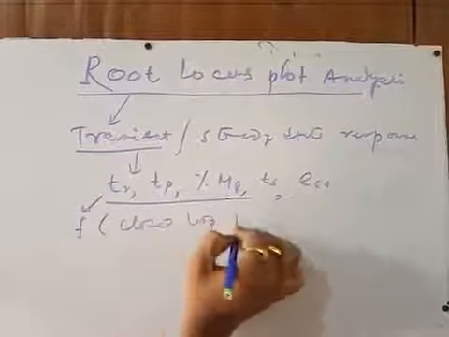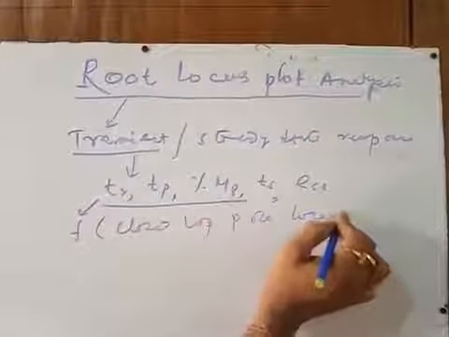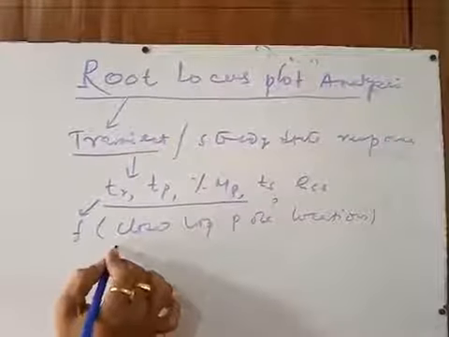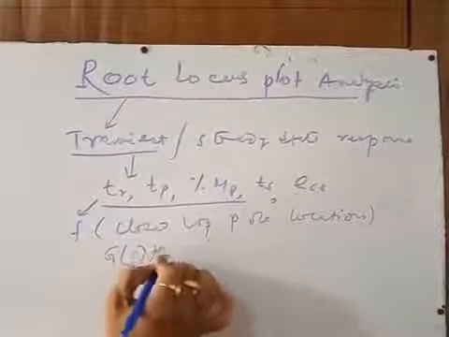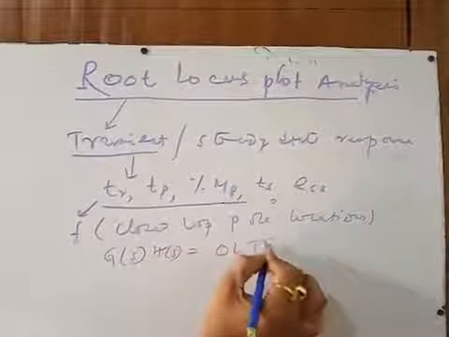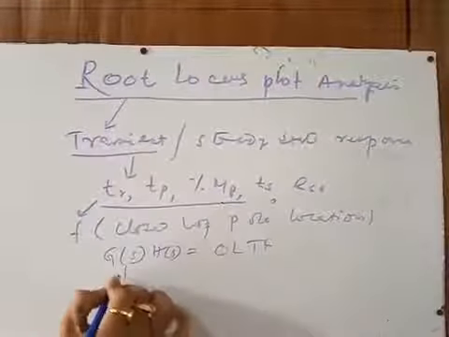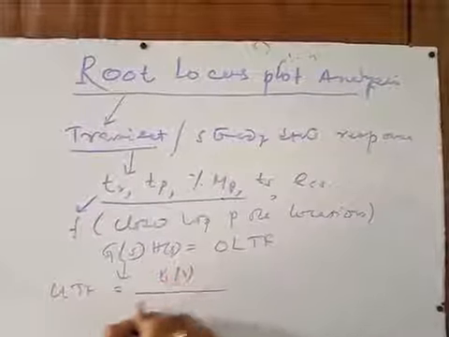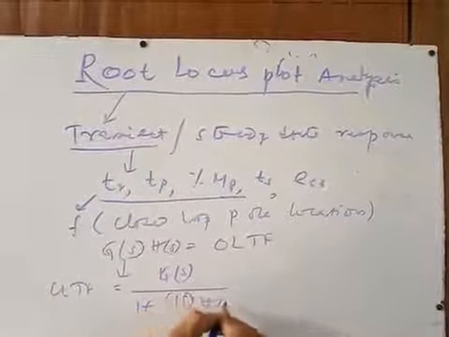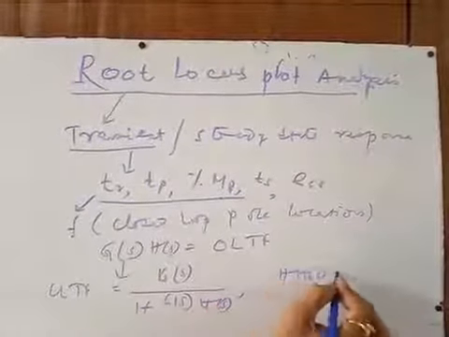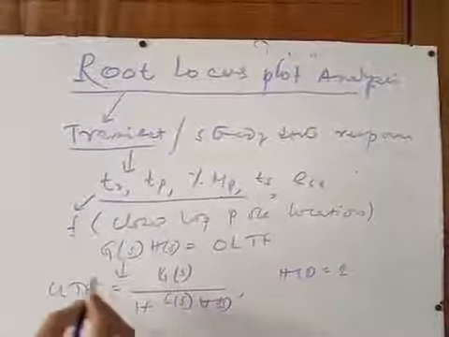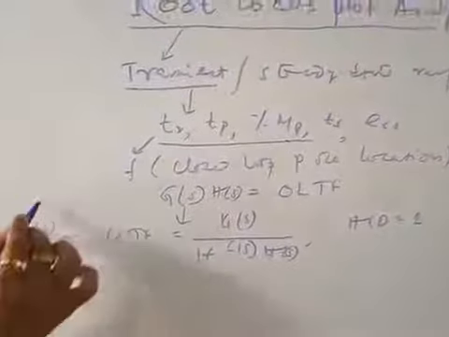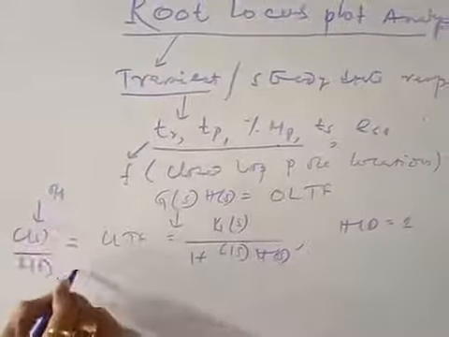closed loop pole locations. Closed loop pole locations means what? First of all, you have to get the open loop transfer function of the system. From that, you have to get the closed loop transfer function of the system, that is G(S) by 1 plus G(S) into H(S). Normally, H(S) is taken as 1 for a unity feedback system. So, you get the closed loop transfer function. You can write it like C(S) by R(S), where C(S) is your output and R(S) is your input.